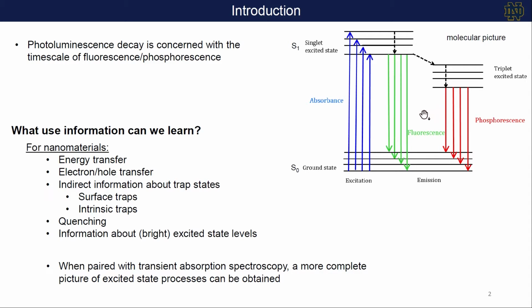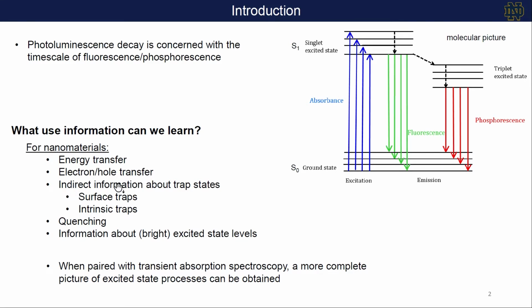And of course there's quite a bit of information you can glean from this. But if we look at the time scales of these two processes, fluorescence and phosphorescence, we can get additional information that can start to describe our material pretty well. So what kind of information can we actually get? In the case of nanomaterials, which is what our lab looks at quite a bit, we can look at energy transfer processes, also electron and hole transfer processes.